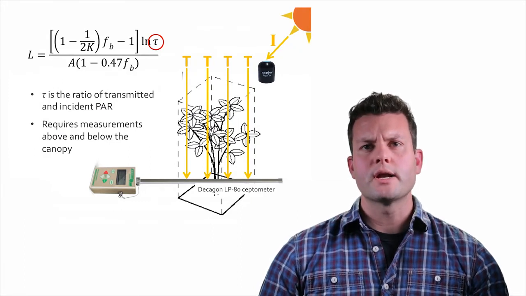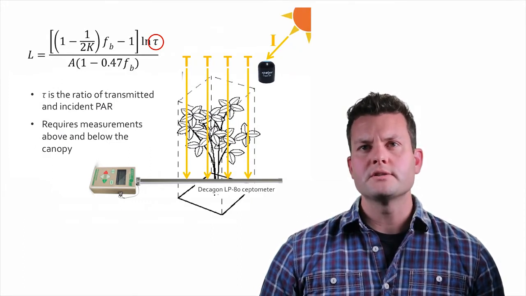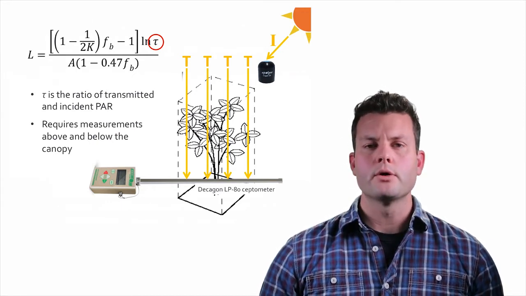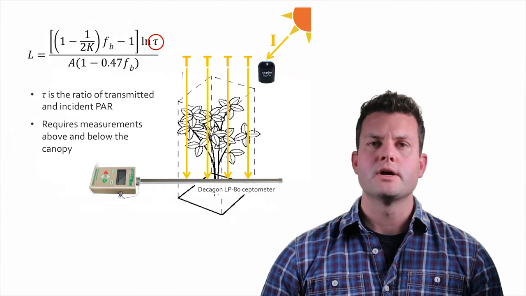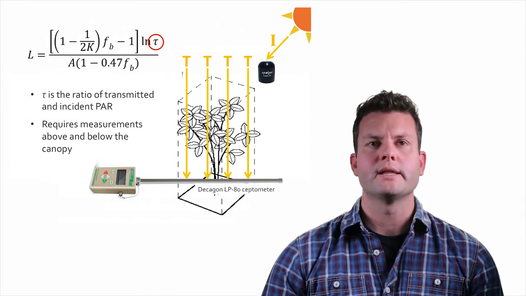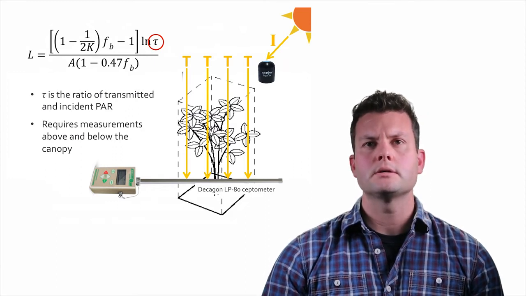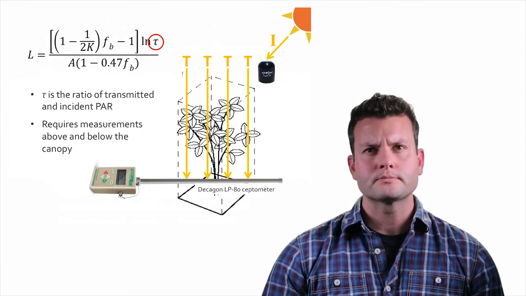And so in the example that I'm showing here, we're measuring incident radiation at the top of the canopy with a PAR sensor, and then below the canopy we're using an LP80 to measure how much light is being transmitted by the canopy. So you can see it requires both above canopy and below canopy measurements.